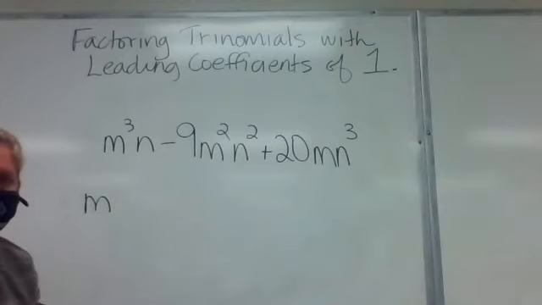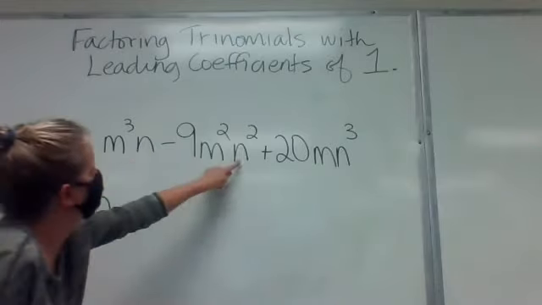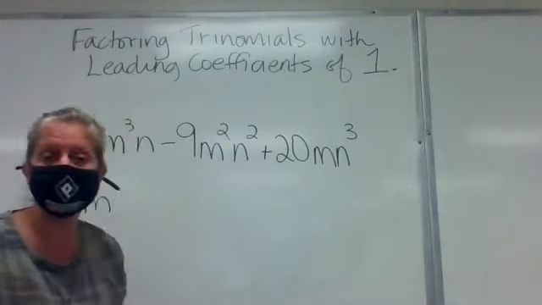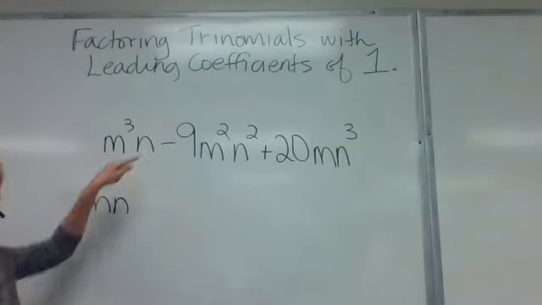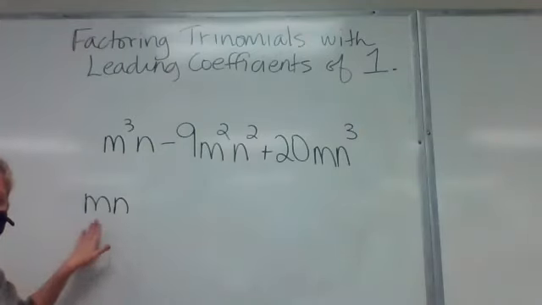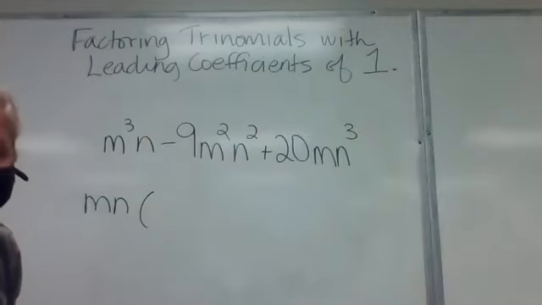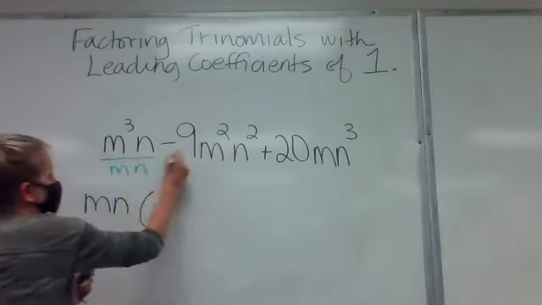What other letter do you see? I see N's. This one has N1. This one has N2. This one has N3. They all have N's. The smallest exponent is this 1, so I'm going to pull out an N. So I'm pulling out Mn, and I'm going to put in parentheses what's left. How do I know? I'm going to divide them all by Mn.